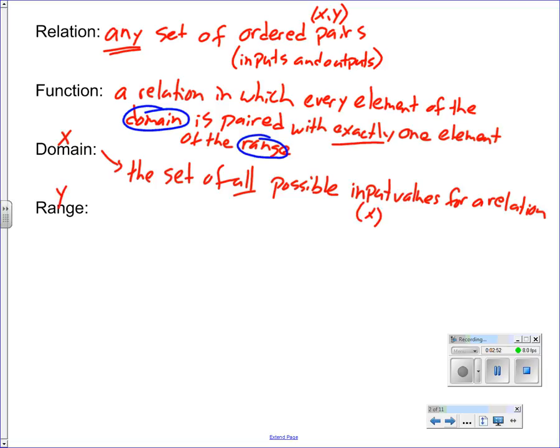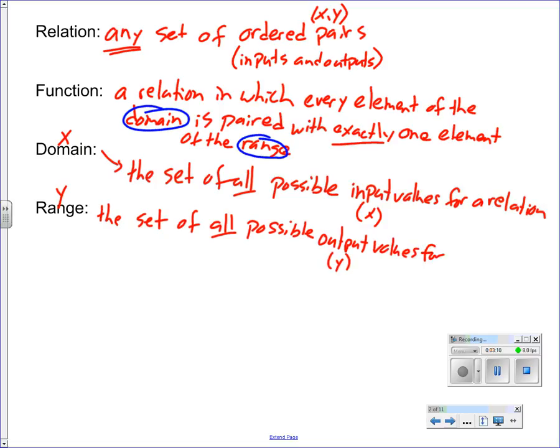The range then is the set of all the output values. So basically domain is all the possible x's we can put into the function and get a number back. The range is all the numbers we get back when we put those x's in.